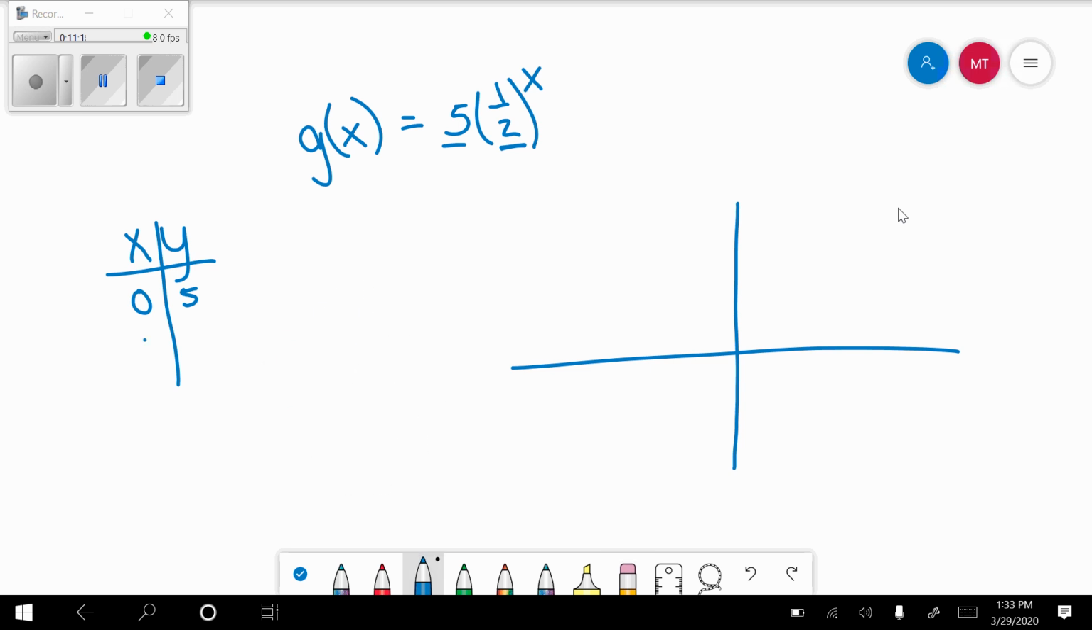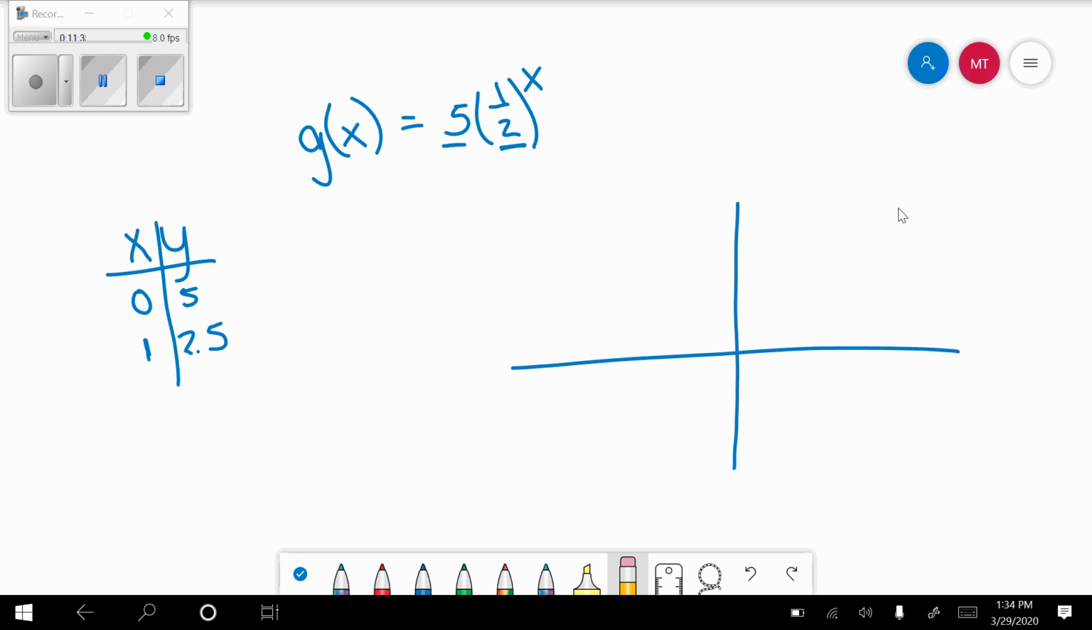And then I'm going to try 1. Well, that would mean 5 times 1/2 to the first power. Do this first. Anything to the first power is itself, so that would turn into 5 times 1/2, which is 2.5. Not the best number, but not terrible.